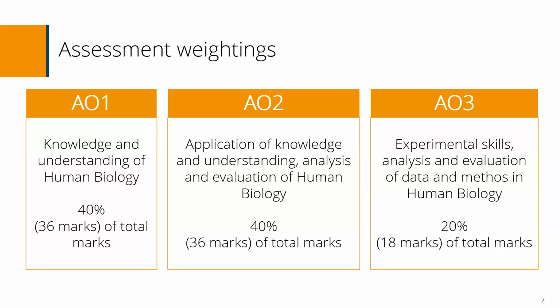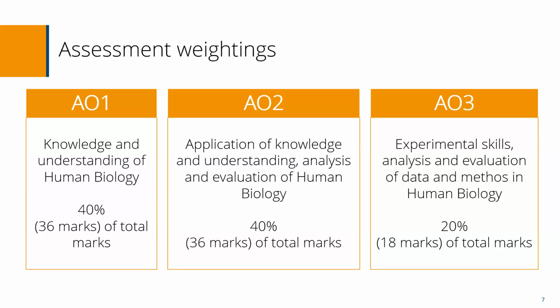Likewise, the same number of marks, 36 marks on each of the papers, or 40% of the total marks, are available for application of knowledge and understanding and analysis and evaluation in human biology. So that's AO1, AO2. And then AO3 are experimental skills and analysis and evaluation of data. That should say methods. It says methods for some reason, but data and methods in human biology. That makes up 20%. Okay.